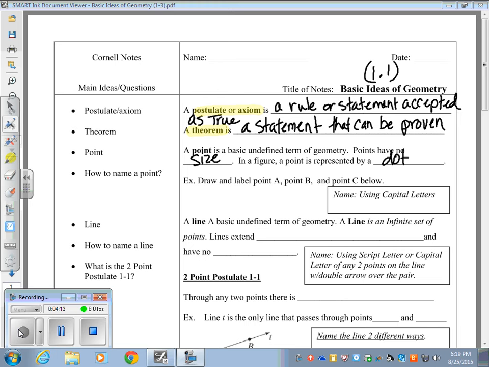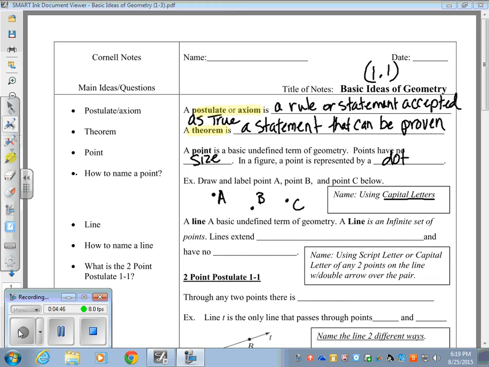But basically, I'm just looking for a dot, and you have to have a capital A next to that dot. It could be anywhere, because a point is basically representing some type of location in space. And whenever we label, we're going to use capital letters to represent points. So just remember capital letters. And that's one of the things, these bullets we have over here. How do you name a point? You have to use capital letters.